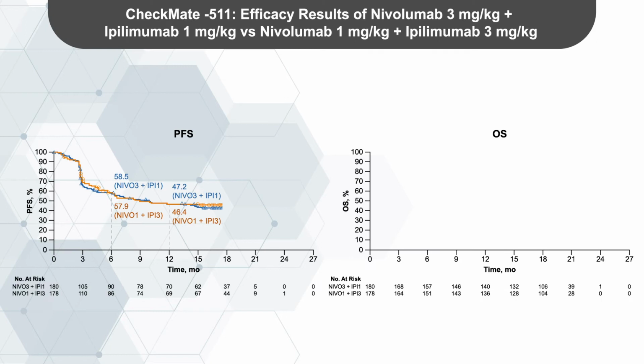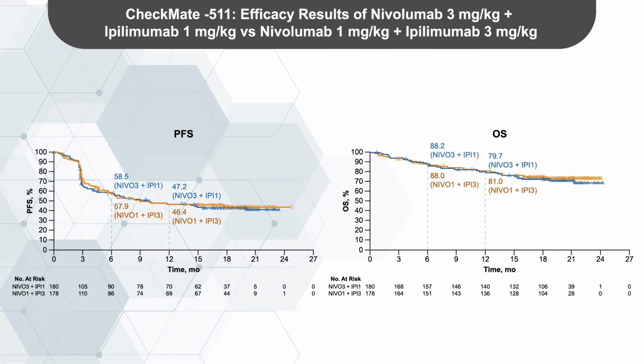Although the study design only allowed for descriptive comparisons of efficacy among subjects who received Nivo3 plus Ipi1 and Nivo1 plus Ipi3, overall response rates were similar between the two groups, including across patient subgroups such as baseline serum LDH levels, BRAF mutation status, and PD-L1 expression in the tumor microenvironment. Curves comparing progression-free survival and overall survival are shown here.